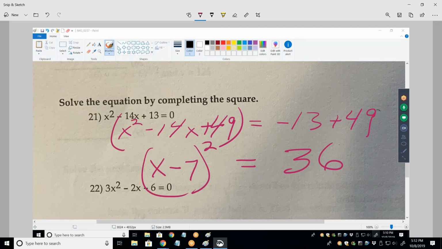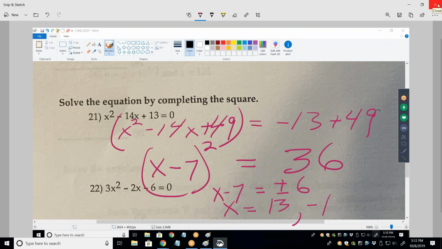Now what? And then you do the square root of both sides. Okay. So it'd be x minus 7 equals plus or minus 6. Now give me both solutions. x equals 13 and x equals negative 1. Good.